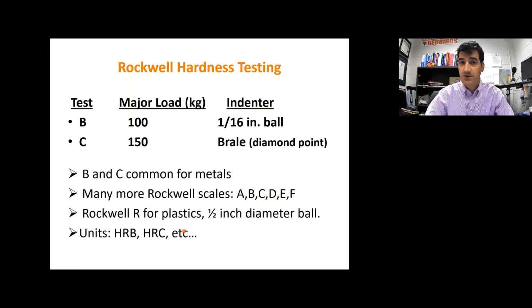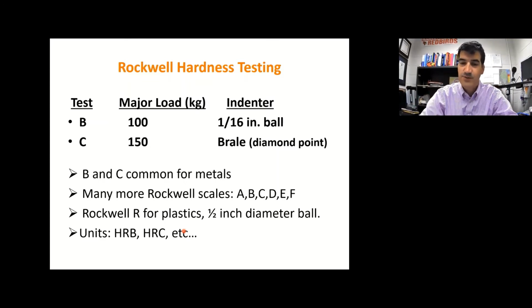So remember, the minor load was 10 kilograms, and the major load, I said, depends on the scale. And the two most common scales, the two scales that we're going to use, are the Rockwell B and the Rockwell C scale. And they have different major loads, and they have different indenters. The major load for the Rockwell B scale is 100 kilograms, and it uses that 1/16 inch ball indenter that I showed you earlier. And the Rockwell C scale, which is used for the harder materials, uses a major load of 150 kilograms, and it uses the diamond Brale point indenter. So it's an artificial diamond, and it comes to a point.